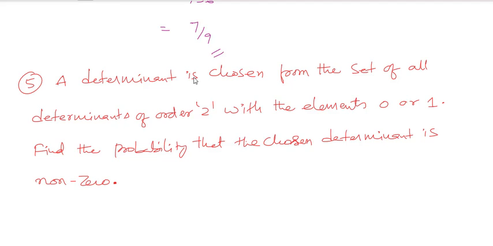They clearly mention that a determinant is chosen from a set of determinants of order 2. Order 2 means it's a second order matrix, that is a 2 by 2 matrix. Am I right or not? You know that very properly.